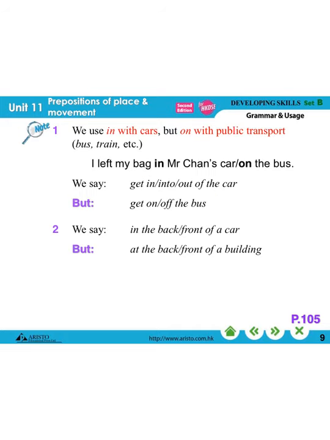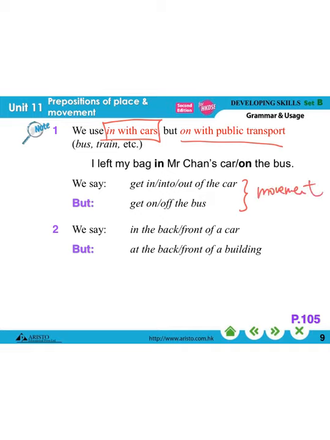Another point that you have to pay attention to is that we have to use in with cars, but on with public transport. I left my bag in Mr. Chan's car, but I left my bag on the bus. Actually, these are the prepositions of movements.